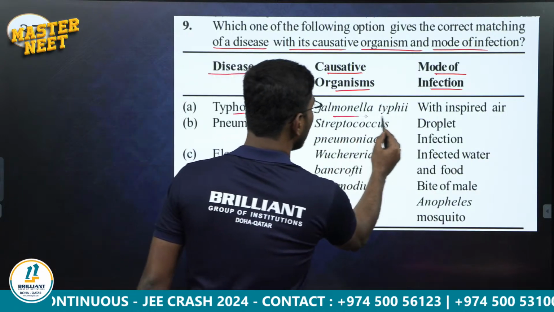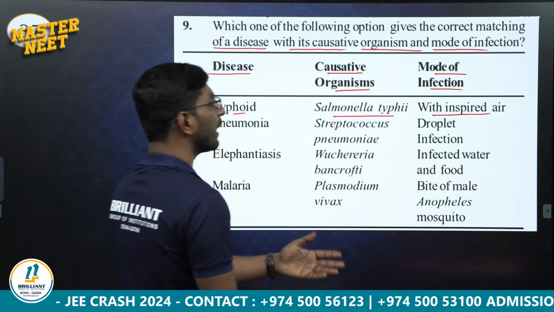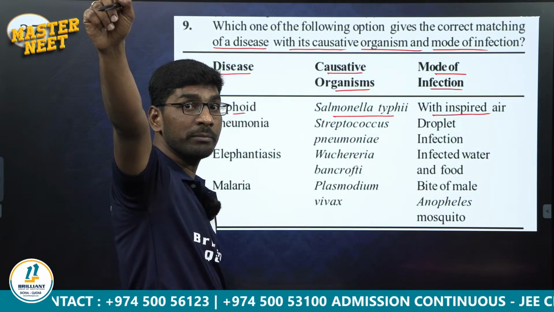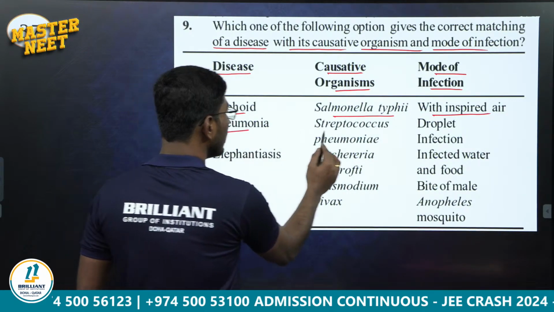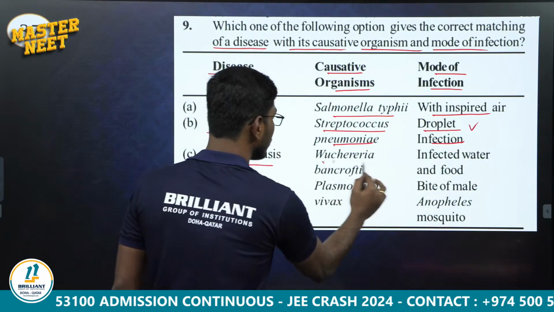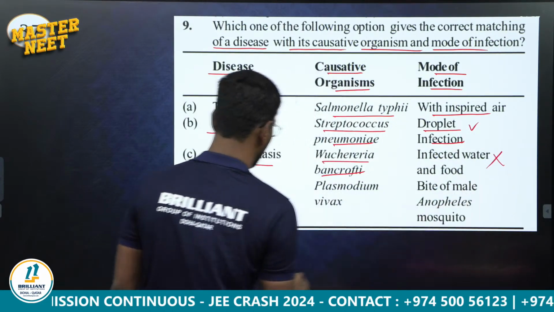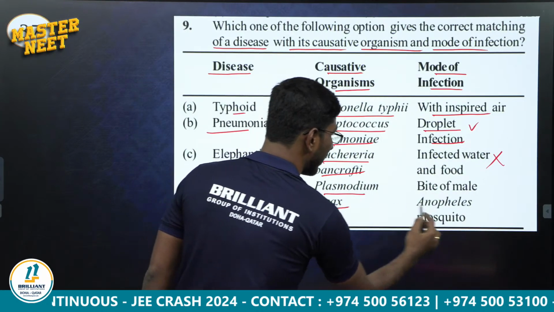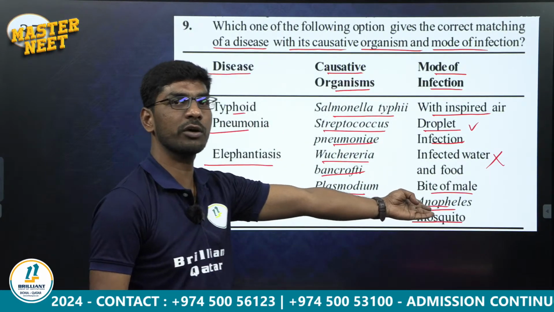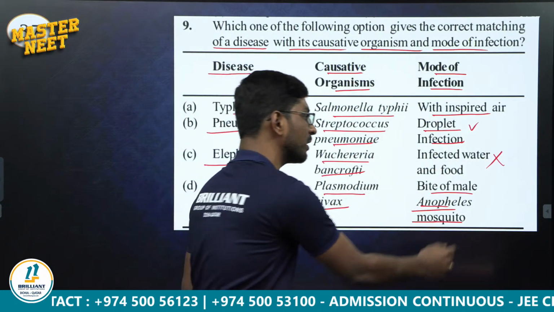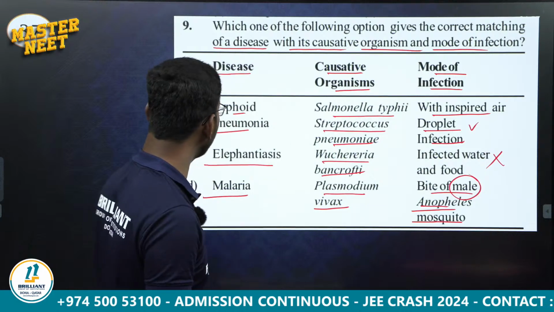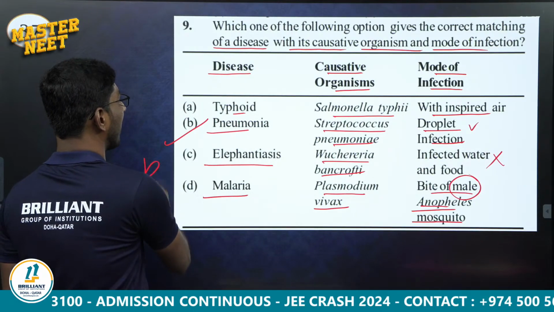Typhoid, Salmonella typhi with inspired air, leave it. This is what? Contaminated food. You do remember the woman's name? Typhoid Mary, yes. Pneumonia, Streptococcus pneumoniae, droplet infection, correct. Elephantiasis, Wuchereria bancrofti, infected water, no. Malaria, Plasmodium vivax, and bite of Anopheles mosquito. It's correct only, right? What's wrong here in option D? They mention the male. It is a female mosquito. So the answer is what, tell me? Option B. Option B is the right answer.